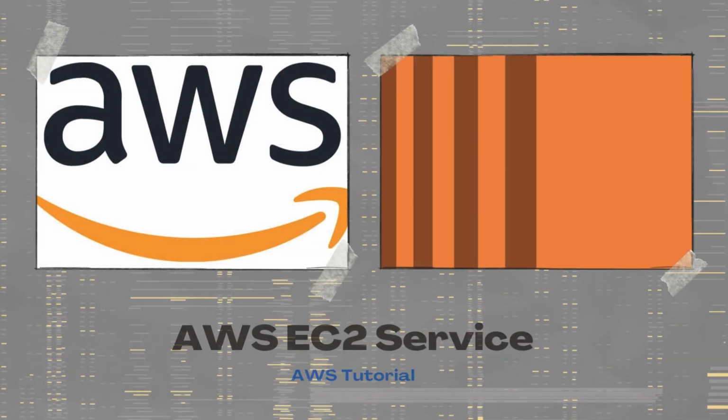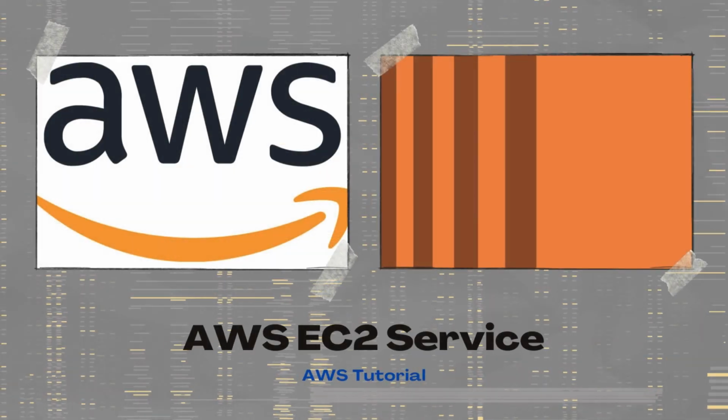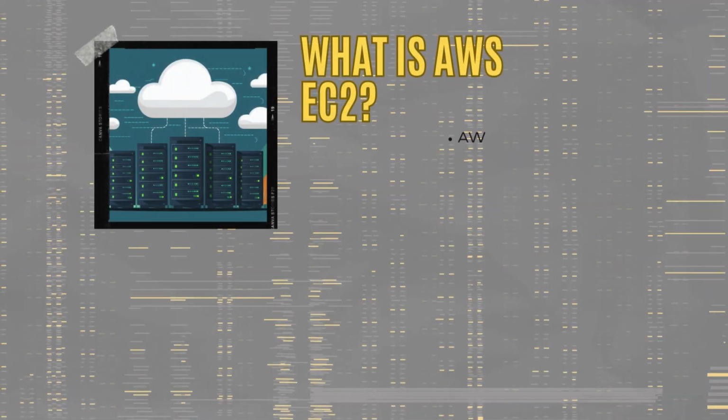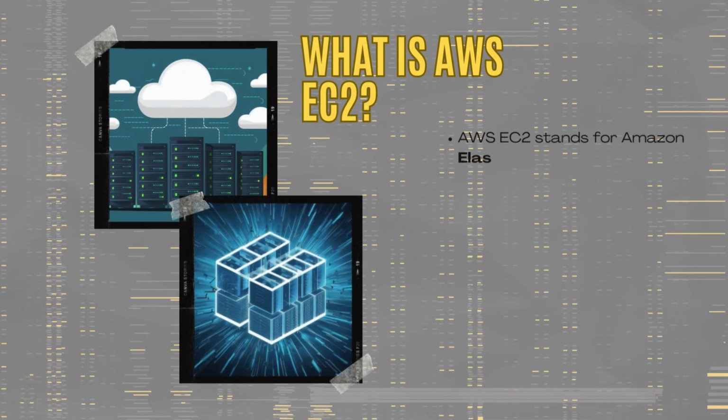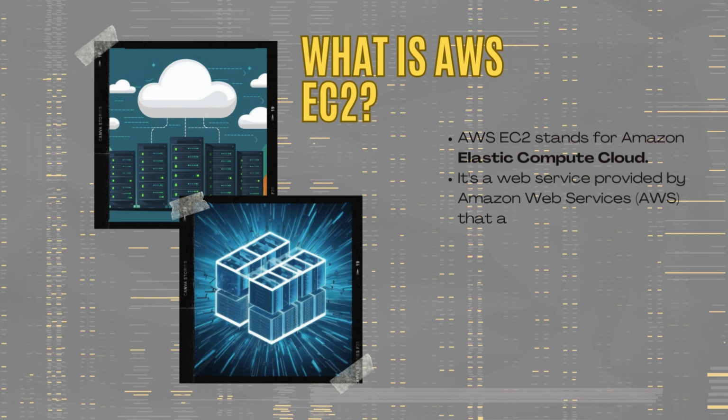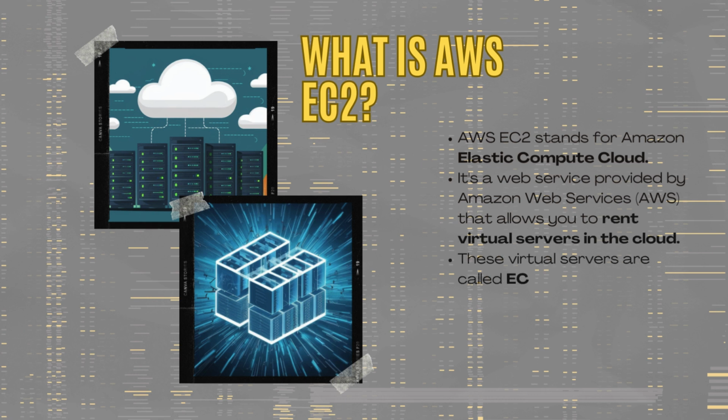In this tutorial, we'll cover everything you need to know to get started with AWS EC2 instances. AWS EC2 stands for Amazon Elastic Compute Cloud. It's a web service provided by Amazon Web Services, AWS, that allows you to rent virtual servers in the cloud. These virtual servers are called EC2 instances.